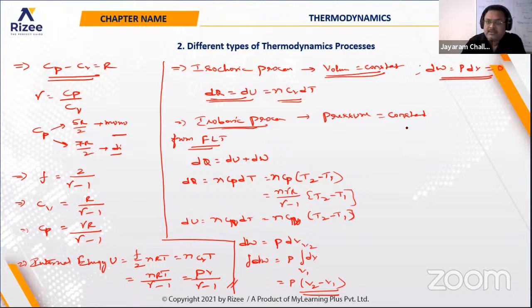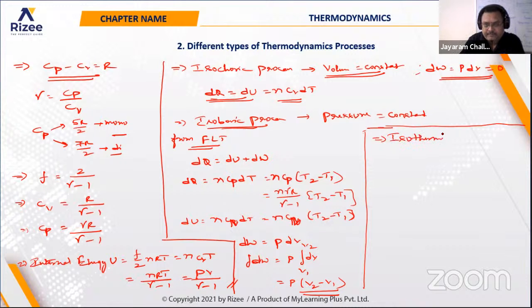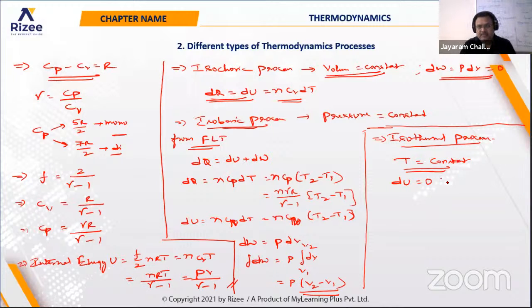So the next important process I would like to go for is the isothermal process. This is your third process. So what is this isothermal process? In this one, temperature T is equal to constant. Since the temperature T is constant, the change in the internal energy will be zero. Internal energy is not zero, sir. Change in internal energy is equal to zero.